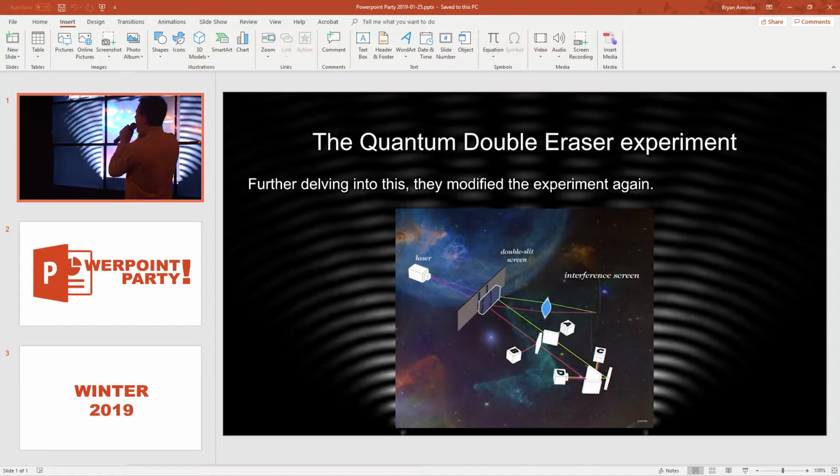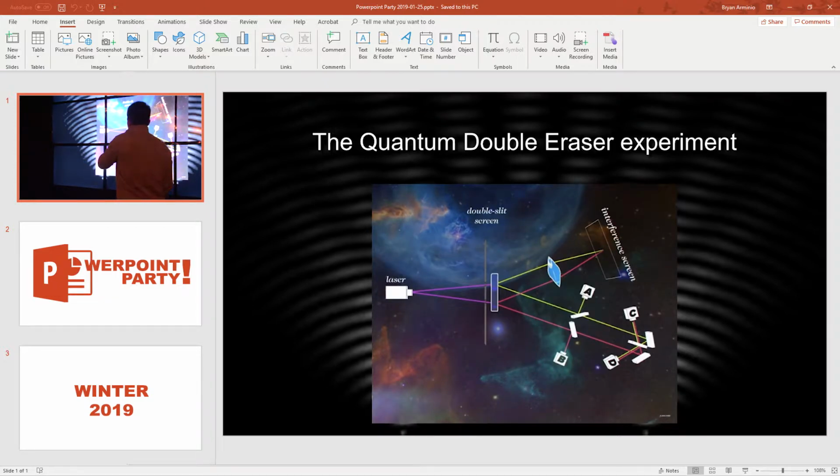Anyway, so the quantum double eraser experiment. Further delving into this, they modified the experiment. Again, this is super complicated. I'm not going to bore you with the details. But here's how it goes.